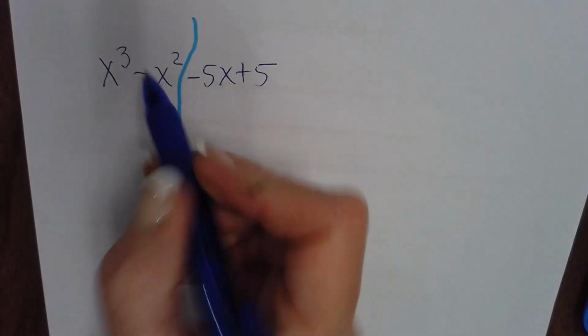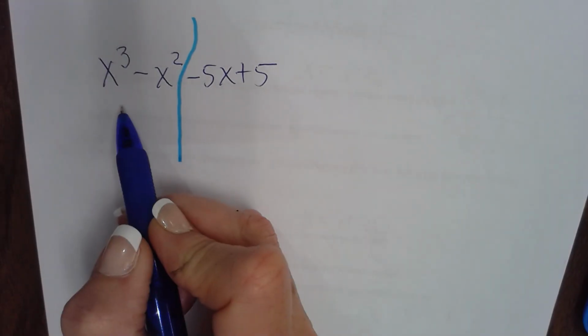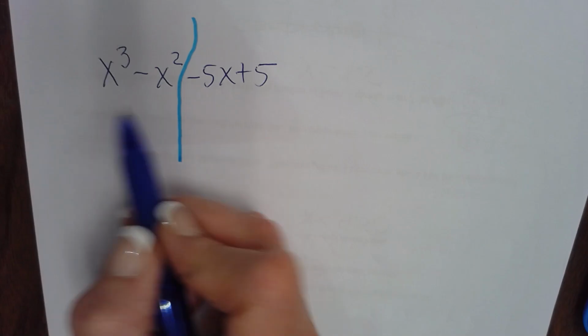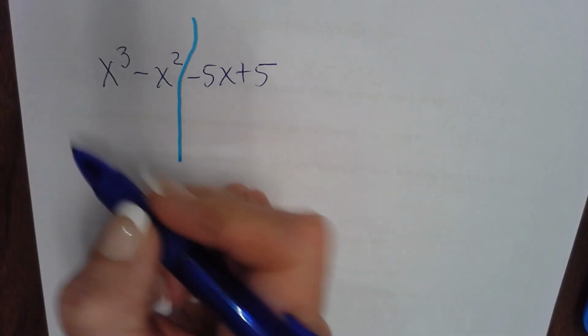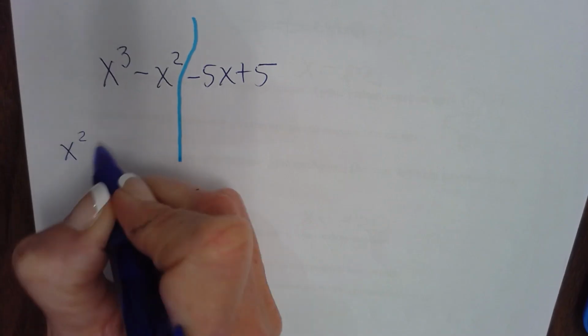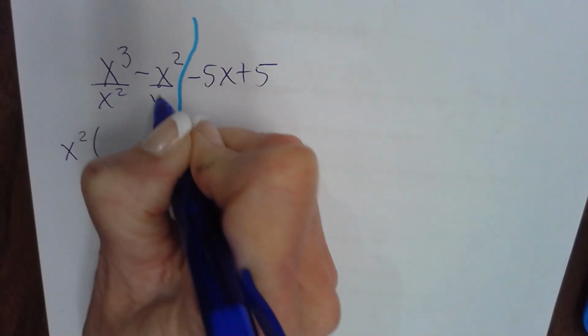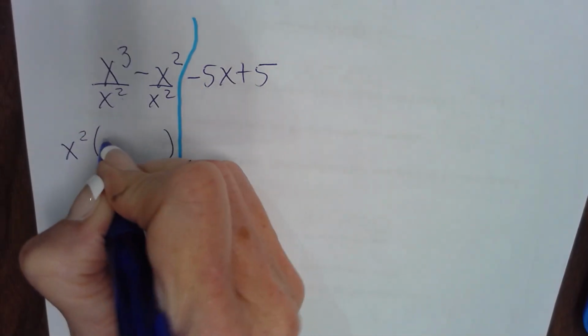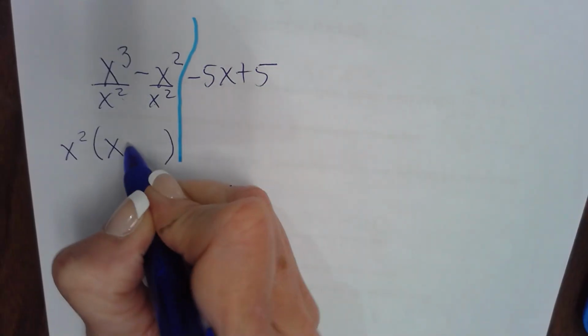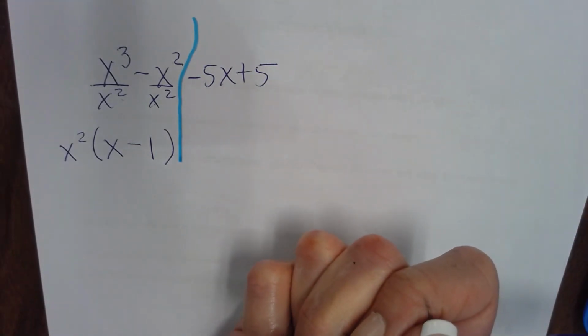Okay, what's my greatest common factor in these first two? X squared. So now when I divide by that, I subtract powers and I get an x. That cancels, I get a minus 1. Question on that first part.